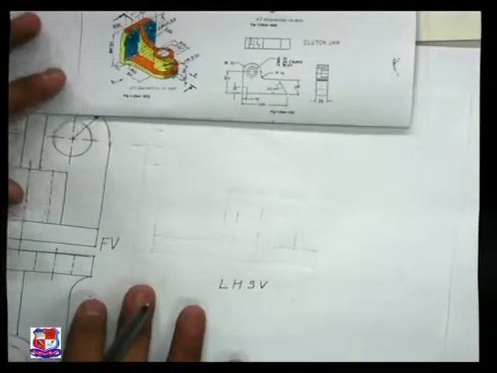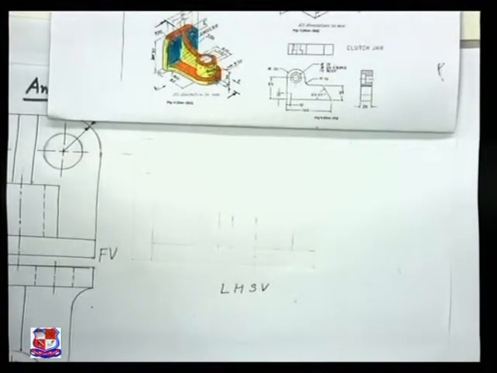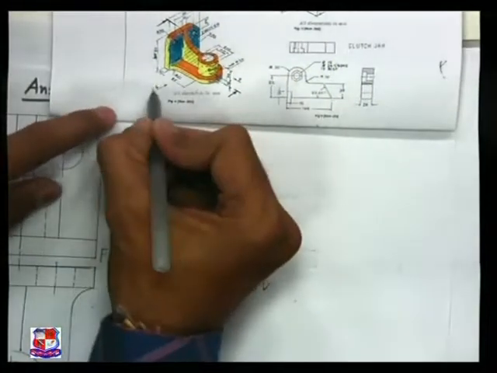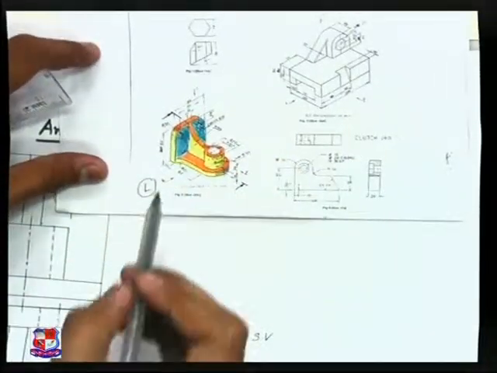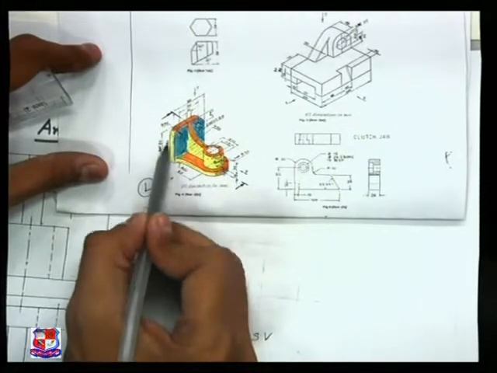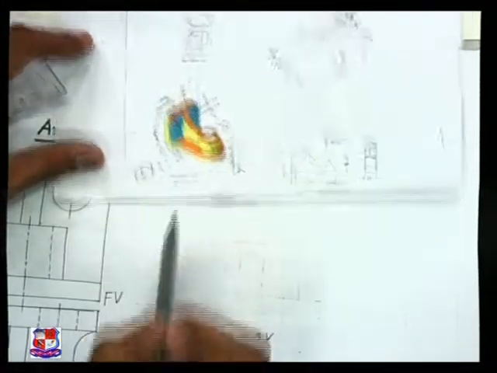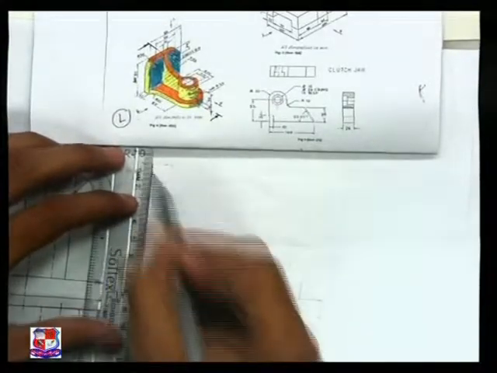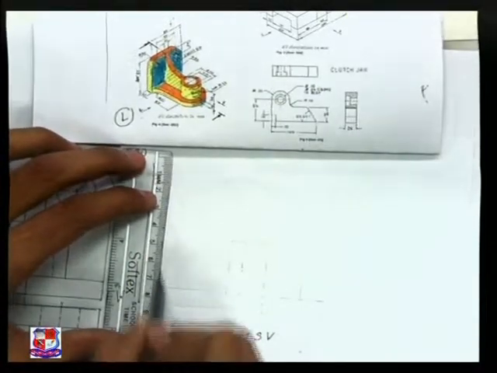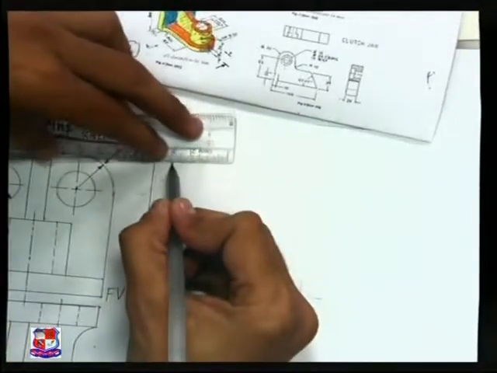For the left hand side view, let me think about its dimensions. If we look from L, this is L. What should appear here? Height is 80 mm. This width is given. So that width would appear like this, as 10 mm and height is 80 mm.